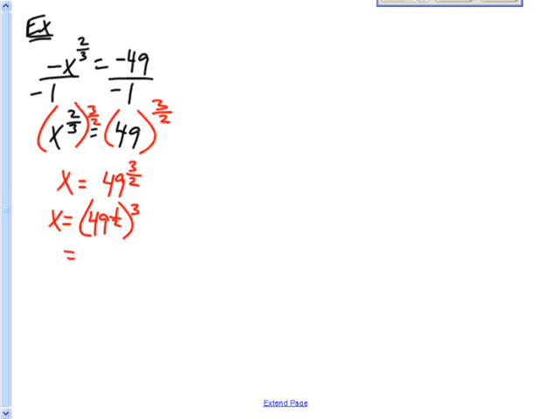So what's the square root of 49? Oh, that's 7. And then 7 to the 3rd here is 7 times 7 times 7. Let's see, 49 times 7, 343. And you go ahead and check that in the original equation, and it checks out. It works out for you.